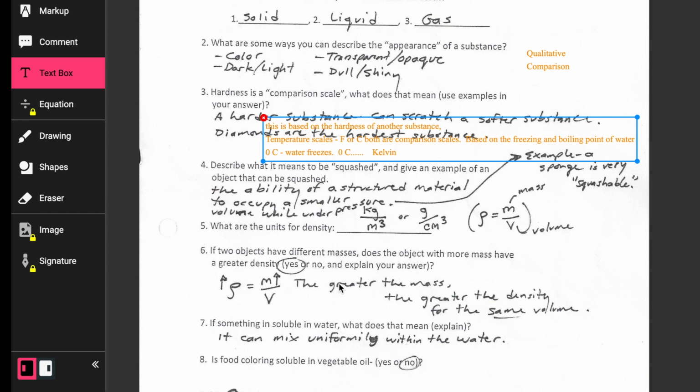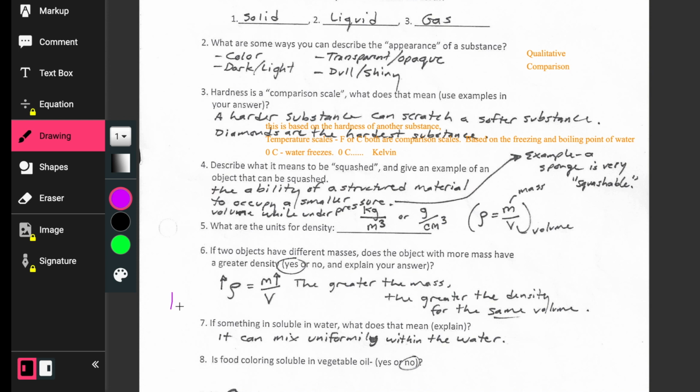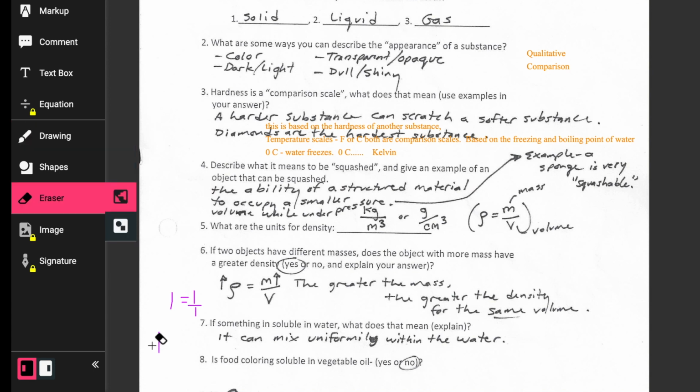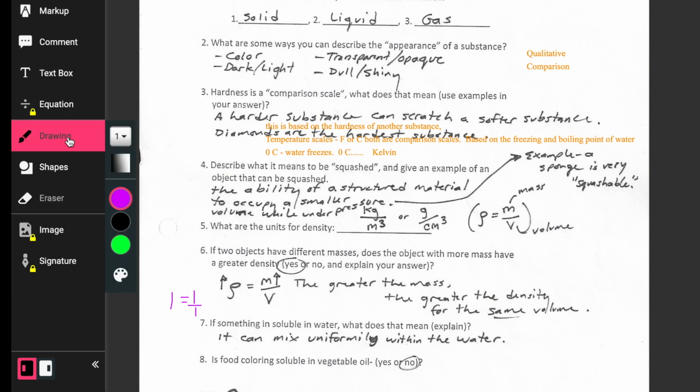Okay, if two objects have different mass, does the object with more mass have a greater density? Yes or no? Explain. If we made all these values equal 1, so the density equals 1, the mass equals 1, and the volume equals 1, is that math true? 1 divided by 1 equals 1. That's true, right? If I took a second object, and its mass was 2 kilograms, but the volume was the same. So that's the key to this question. The same volume. Now what is its density?